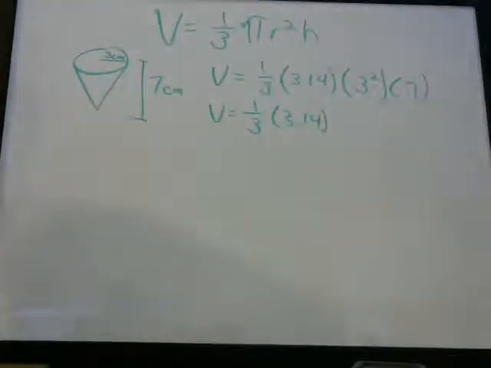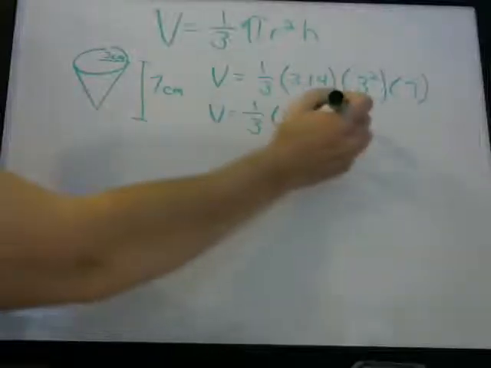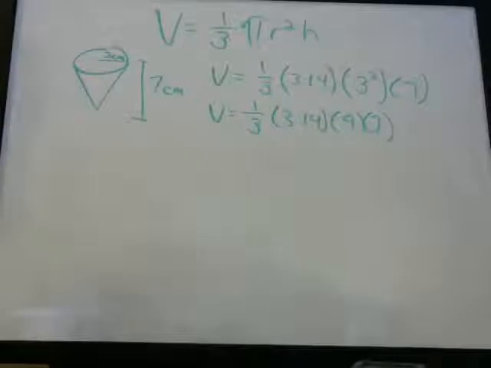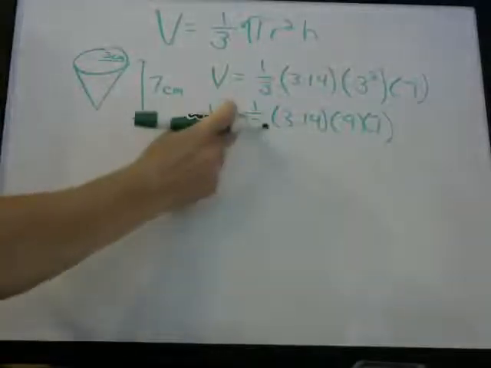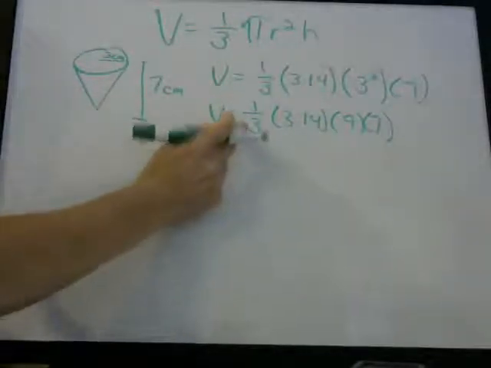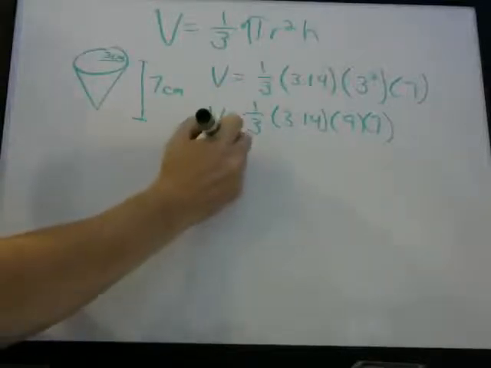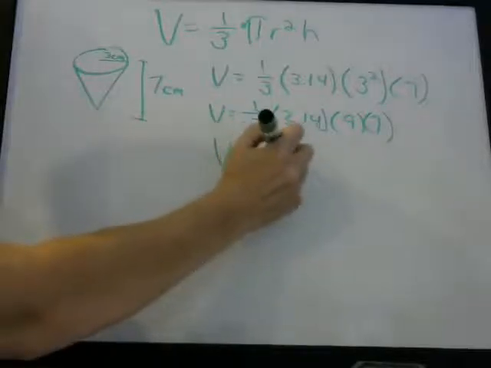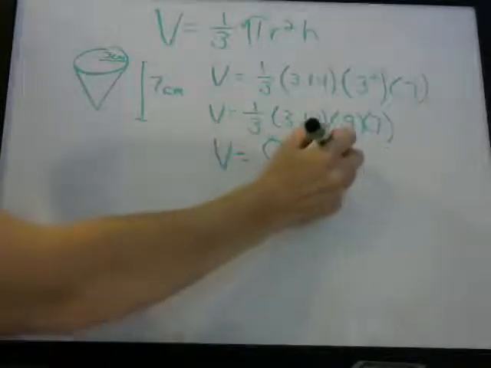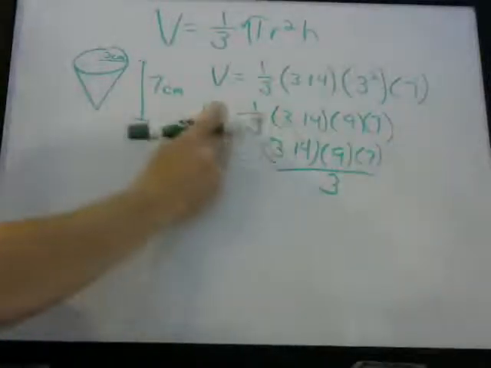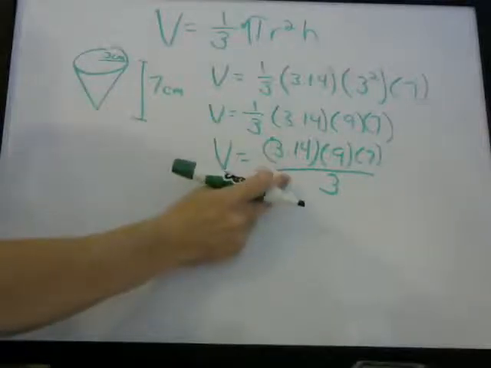If you don't know what exponents are, you need to watch that video as well. So 3 times 3, it's not 3 times 2, it's 3 times 3. So that's 9 times 7. So that you just plug into your calculator. How do you plug in 1/3 into your calculator? Well, remember, fractions are just divisions, so you can plug in 1 divided by 3. Or you can write this as 3.14 times 9 times 7 divided by 3. That's what 1/3 means, is everything divided by 3.